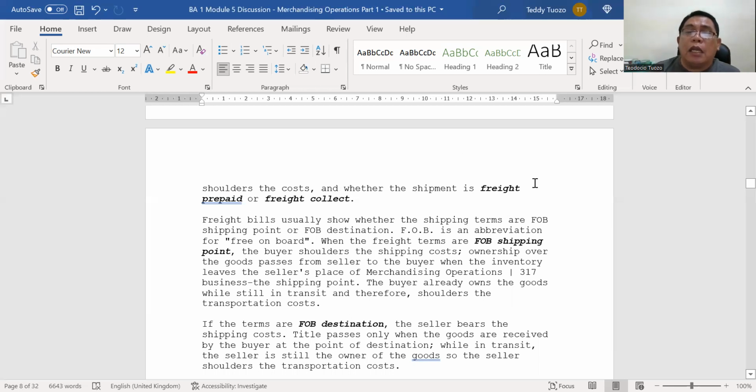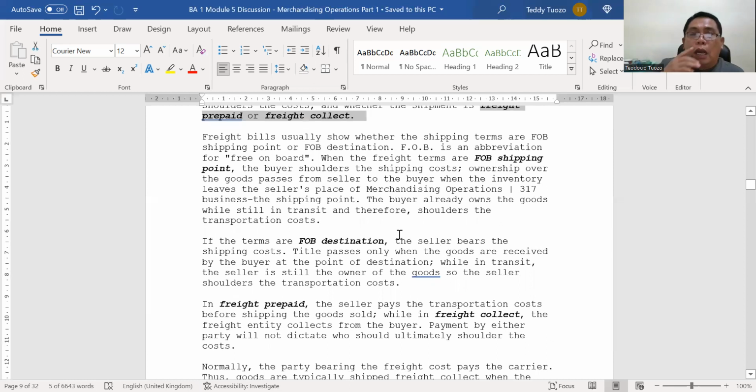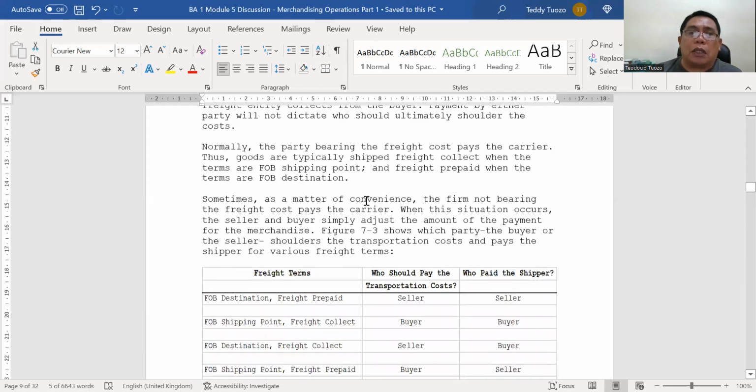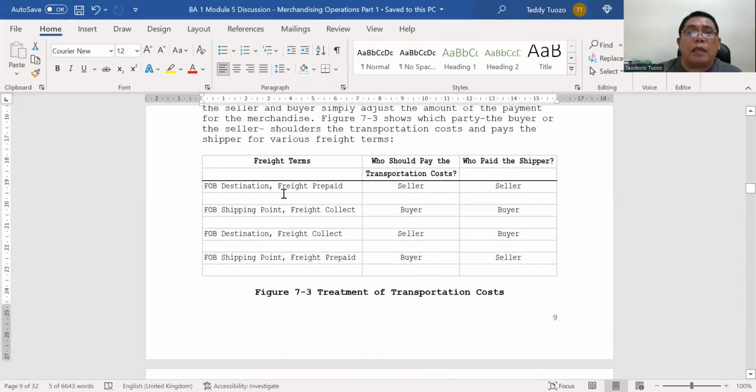But as I've said, it would complicate things, no? Especially if you mentioned about freight prepaid and freight collect. So I won't touch much here, no? Okay, baka maglisod kayo. But here is a summary of everything, no?